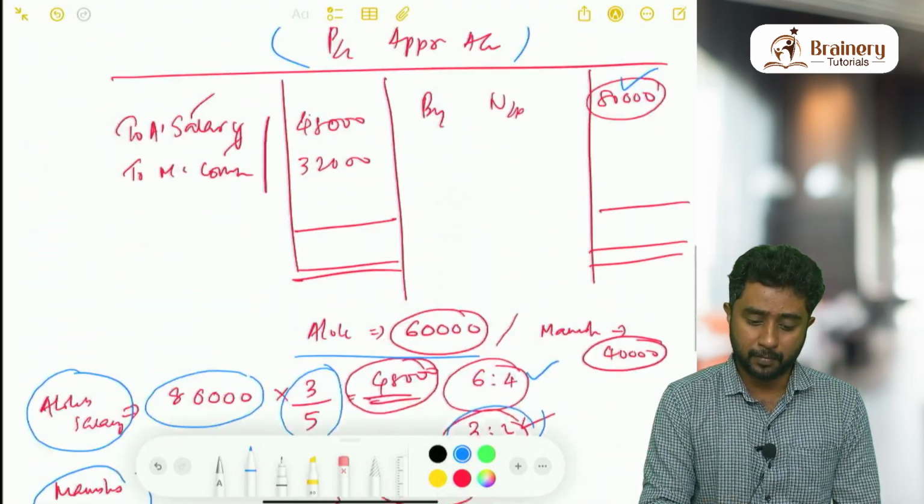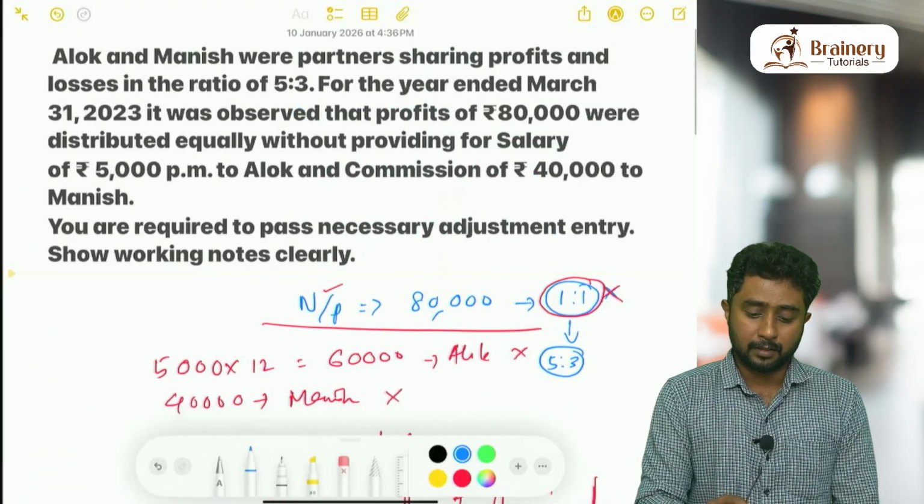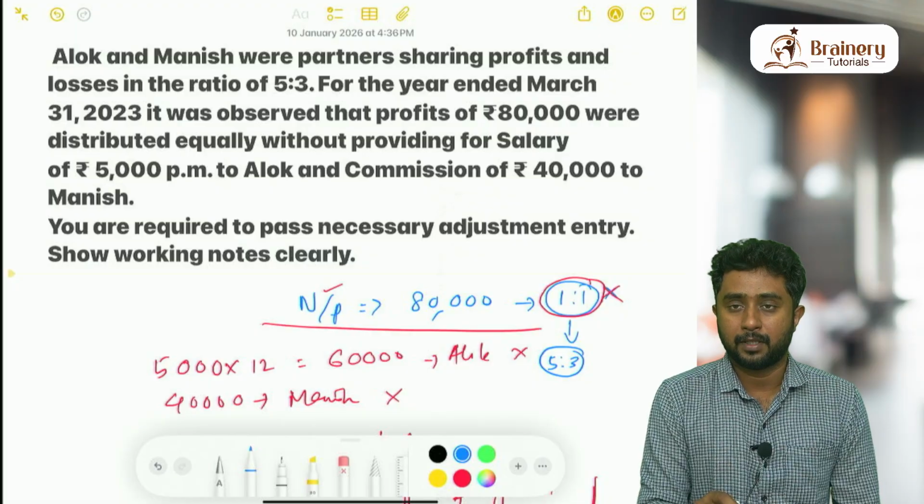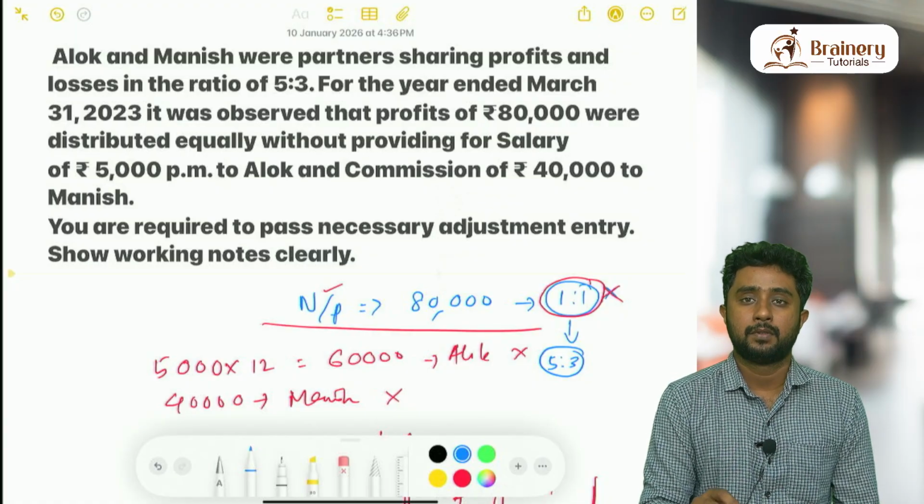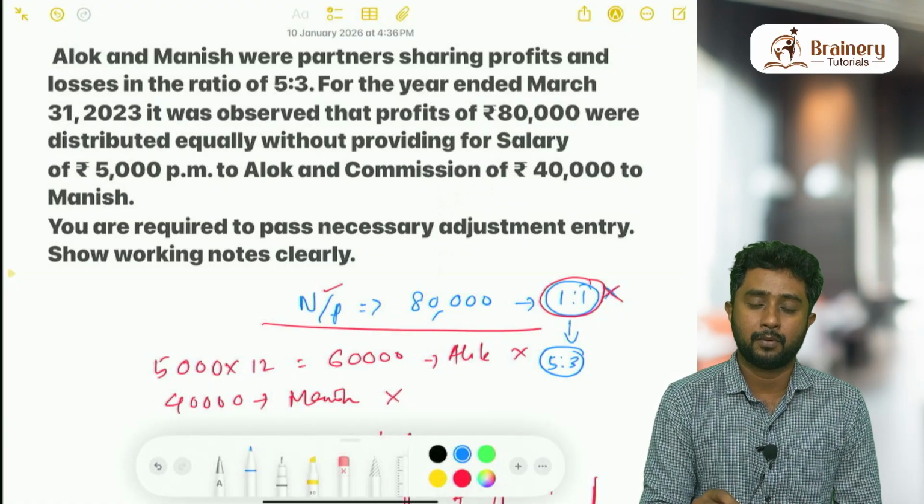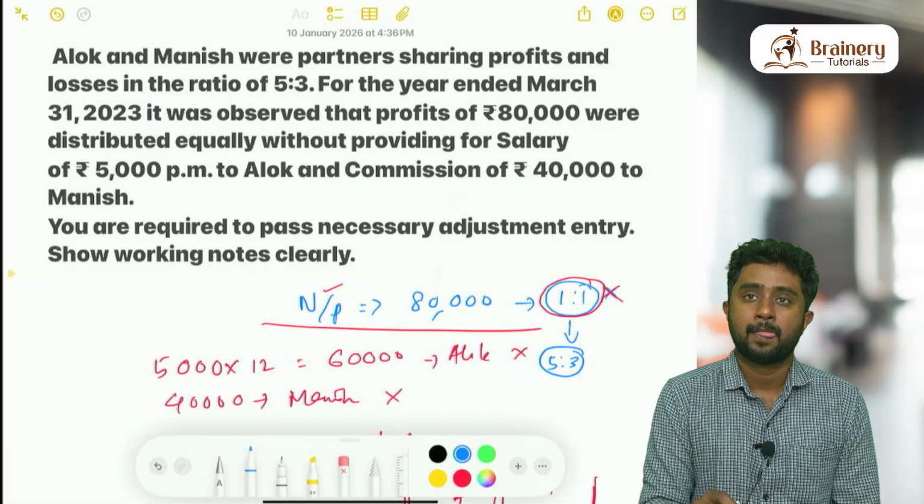I hope I made this question clear. This kind of question is also very important for the upcoming board exams. I wish you again very best for your preparations. Thank you.